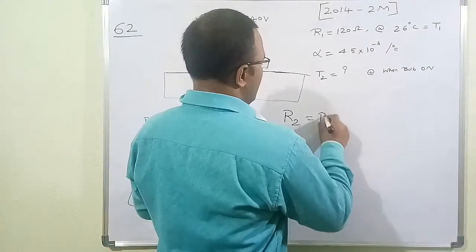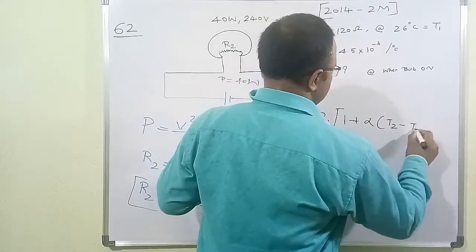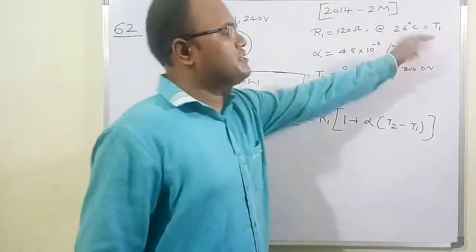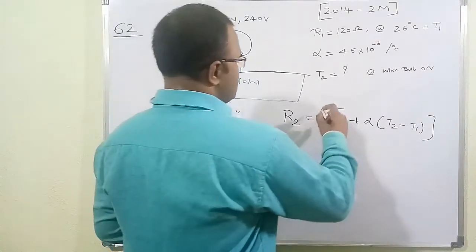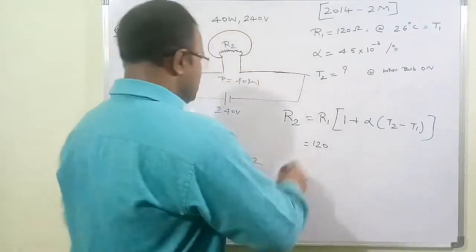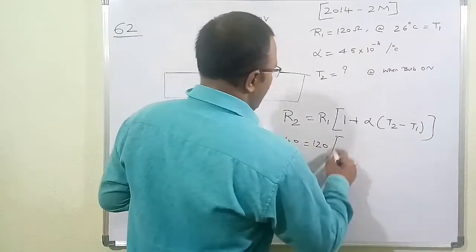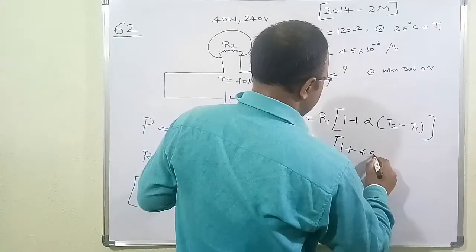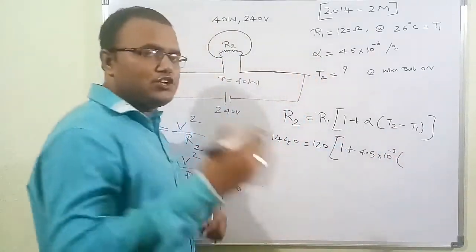R2 is equal to R1 into 1 plus alpha into T2 minus T1. R1 is the resistance of the bulb at temperature T1, and R2 is the resistance of the bulb at temperature T2. So R1 is 120 ohm, and R2 we already know is 1440. Alpha is already given in the question, which is 4.5 into 10 to the power of minus 3. And the temperature T2 we need to figure out.